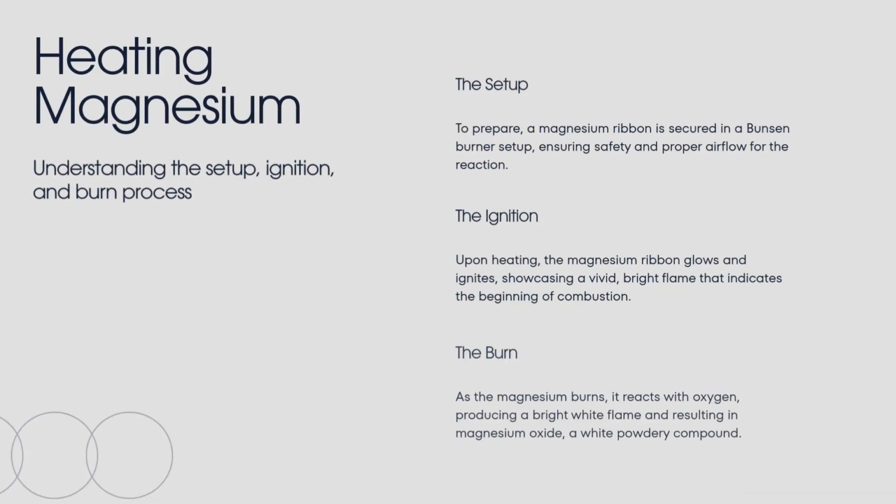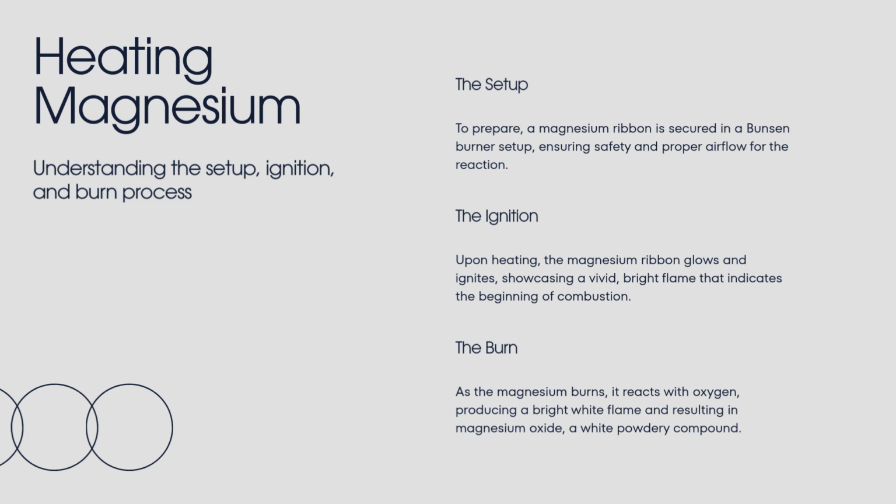In a laboratory experiment, a thin strip called a magnesium ribbon is held with tongs and heated using a Bunsen burner. At first, the ribbon simply gets hot. But after a few seconds, it suddenly ignites and burns with a dazzling white flame. This flame is extremely bright and should not be looked at directly.